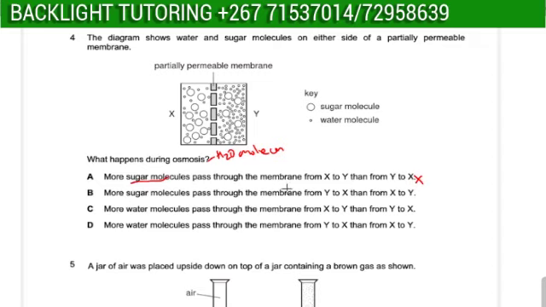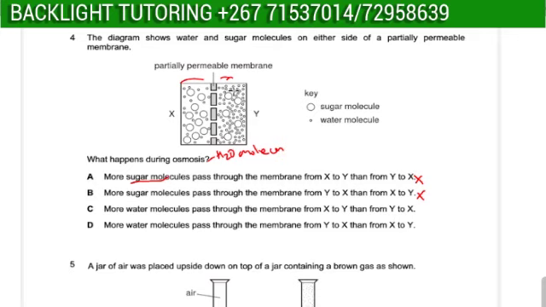See, they say more sugar molecules pass through the membrane from X to Y. We are still not interested in this. What we are interested in is water molecules. See, more water molecules pass through the membrane from X to Y. So they come from this side to this side. So this is not true. Why?